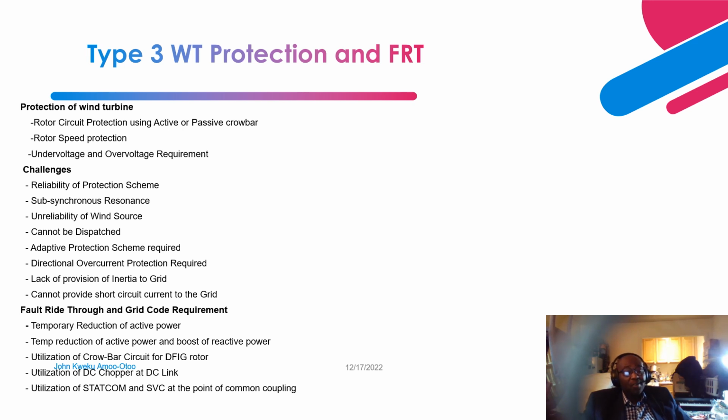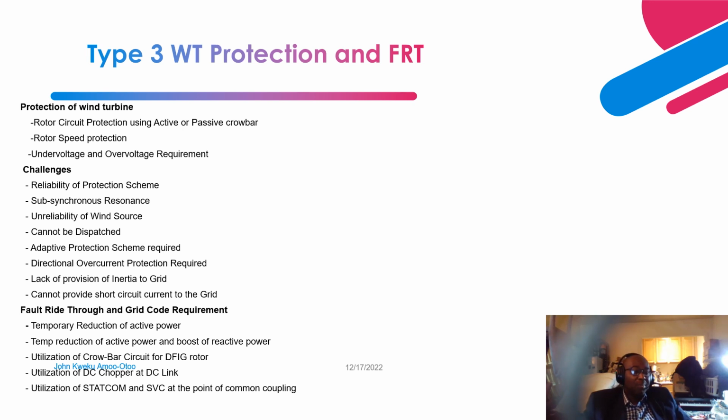Next is lack of inertia, and I did mention that comparably they don't have inertia to provide to the grid, compared to synchronous generators that have larger rotating masses that basically provide that inherent inertia to the grid. Then it cannot provide short circuit current. The short circuit current basically is limited. As a matter of fact, it's a little bit over the nominal rating. You can have it as, let's say, 1.1, 1.2 per unit of current, because of the protection controls that are in place.